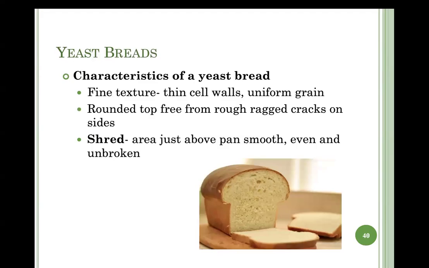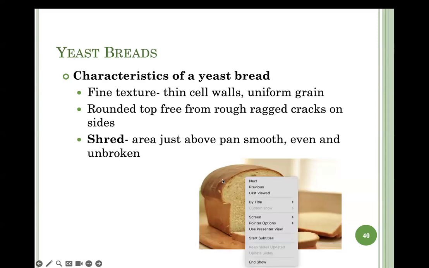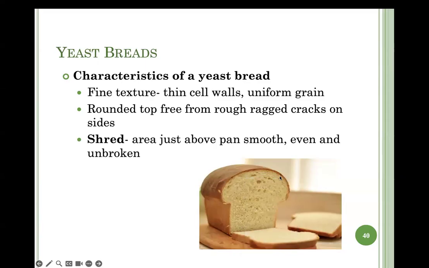So when we're looking at our yeast breads, what we have over here is our crumb. We have a nice fine texture, with thin cell walls. It's a uniform grain. We're looking at the rounded top, there are no jagged edges.